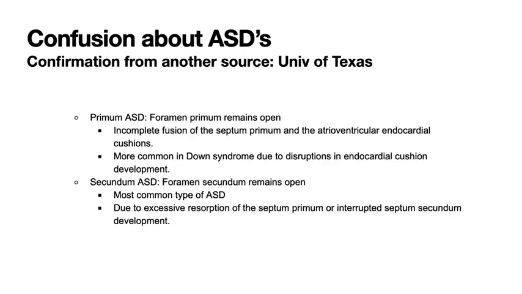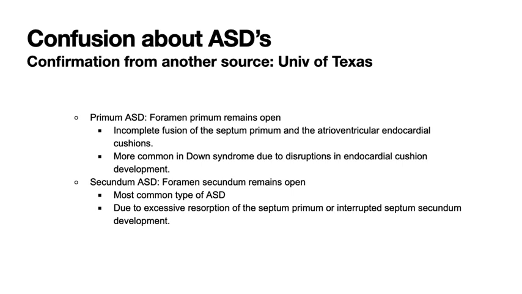All right, I went to another source also, and I found that the way that they describe it is also helpful. So, a primum ASD is where the foramen primum remains open. Remember that was the Venetian blind that came down and it was on its way to the crux of the heart or endocardial cushion. If you get incomplete fusion of the septum primum and the atrioventricular endocardial cushions, you get a primum defect.